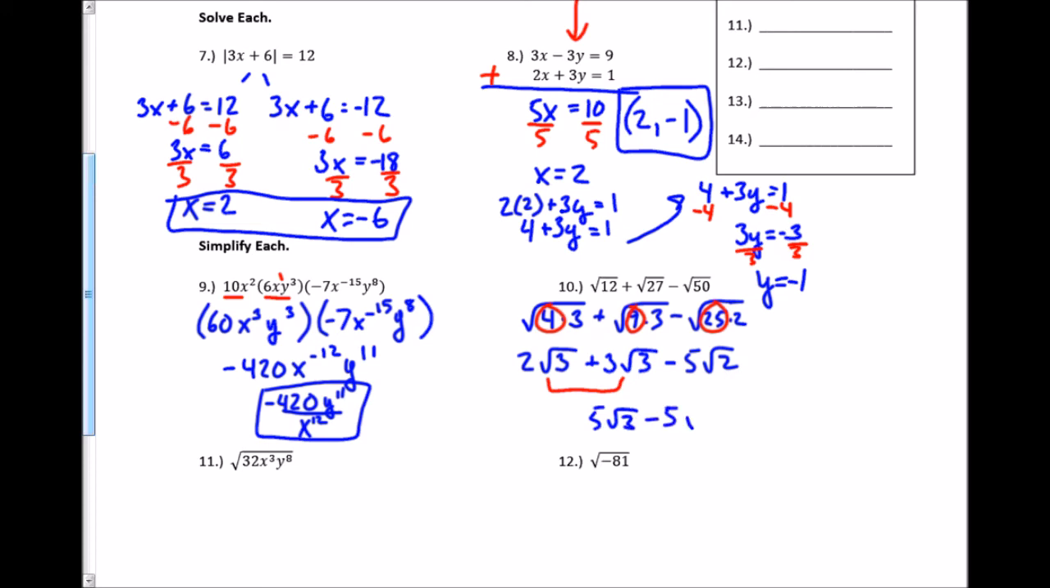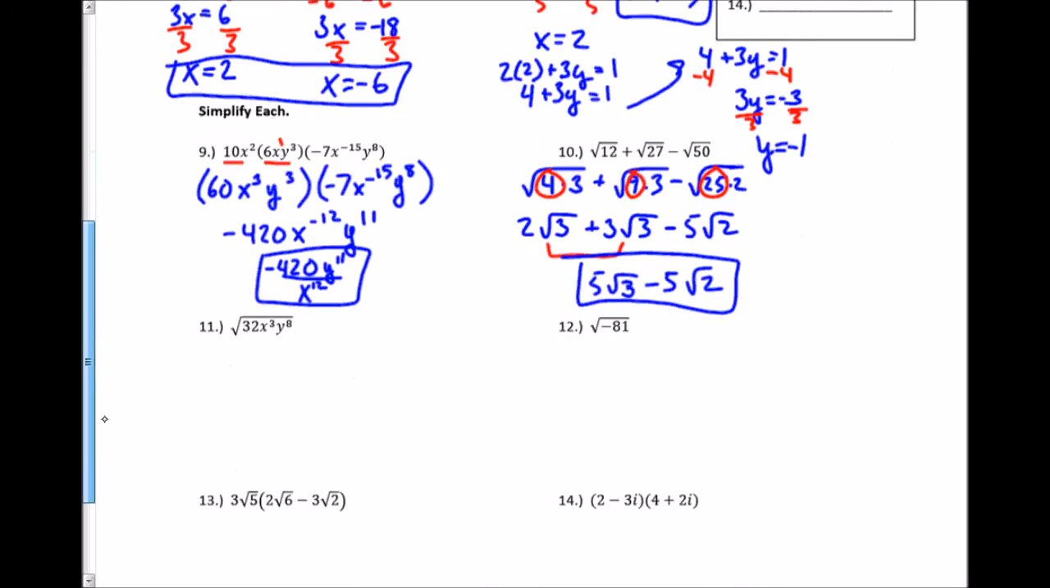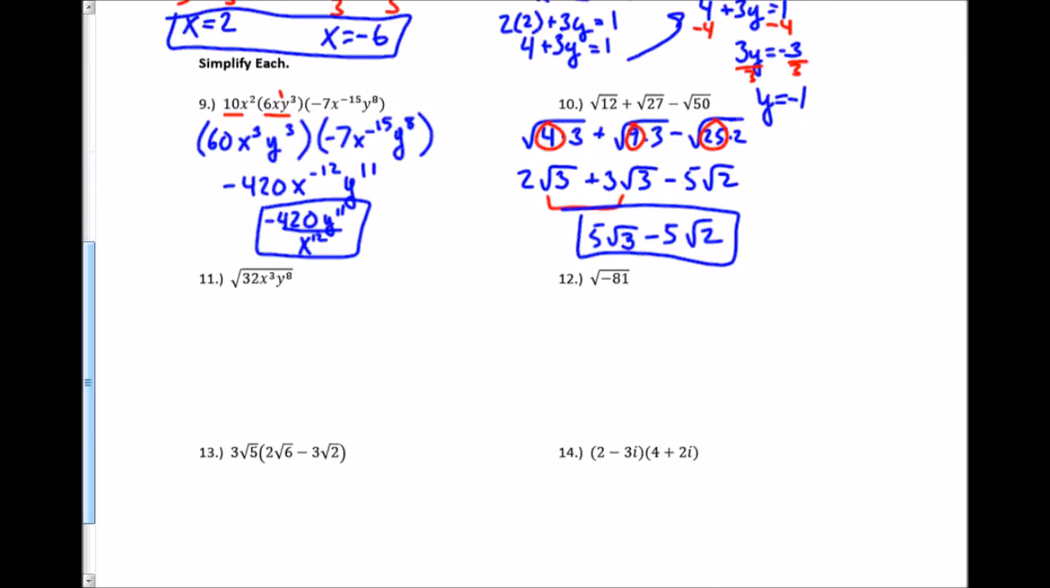This one, the 5 root 2, I can't do anything with that because that's not a like radical term. So that one's going to stay exactly the way it is. Okay? For the next one, I'm looking for perfect squares that divide evenly in here, and I want to find the largest perfect squares that I can. The 32 I can break down into a 16 times 2.